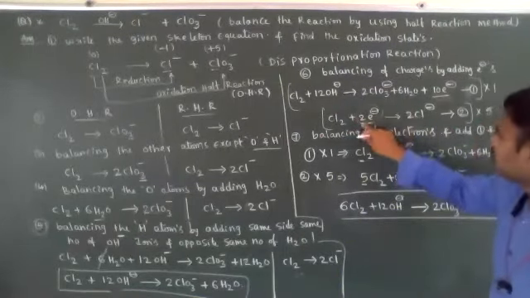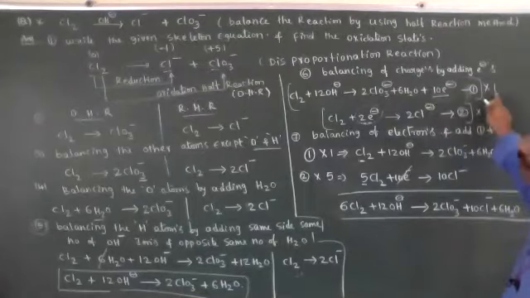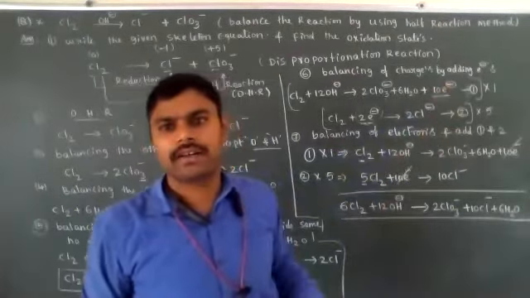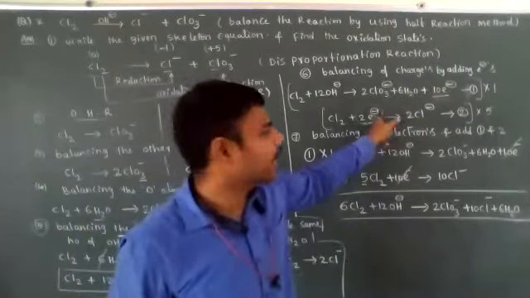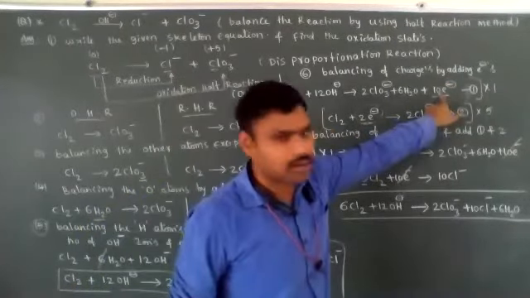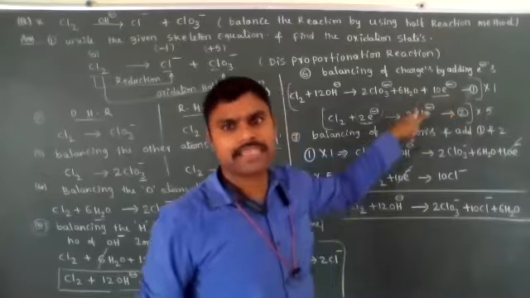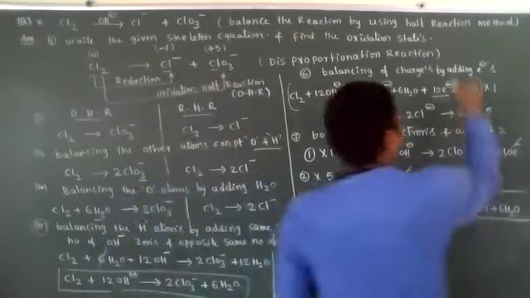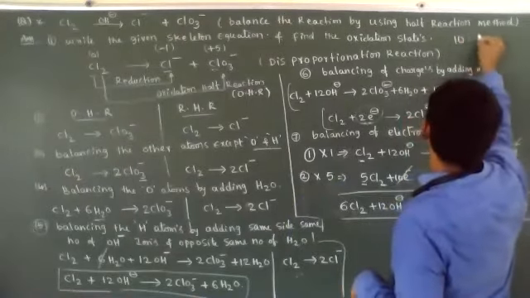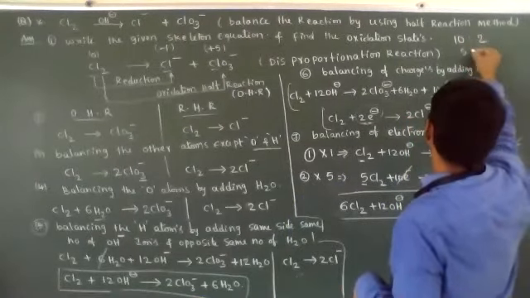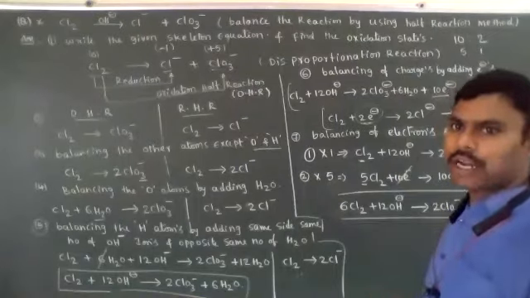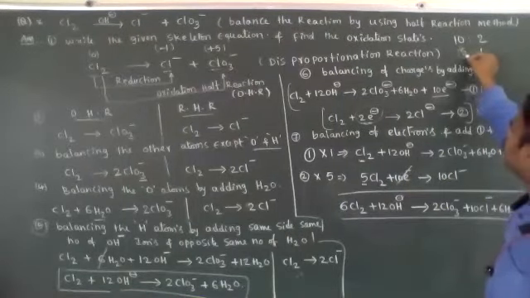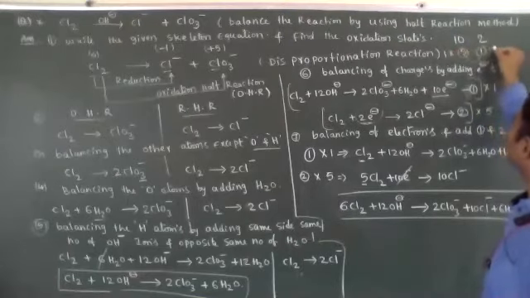Then what happens? 2 into 5 is 10. 10 into 1 is 10. So why did I multiply with 1 and 5? Because of balancing of electrons. Here already more electrons are present, 10 electrons. What is the simplest ratio? 10 and 2 simplest ratio is nothing but 5:1 only. 5:1 means it is 5, it is 1. So how does it become equal? This equation I multiplied with 1, this equation I multiplied with 5.